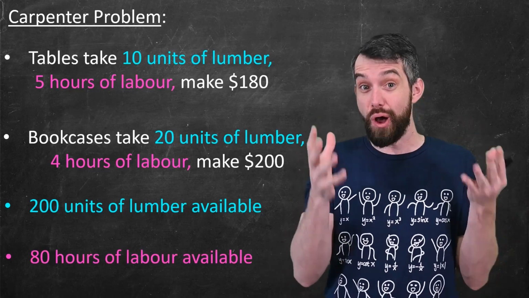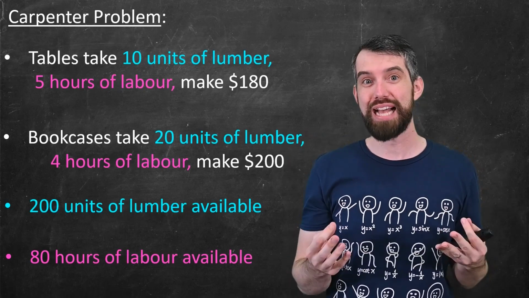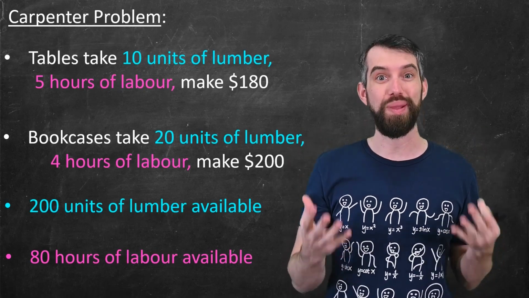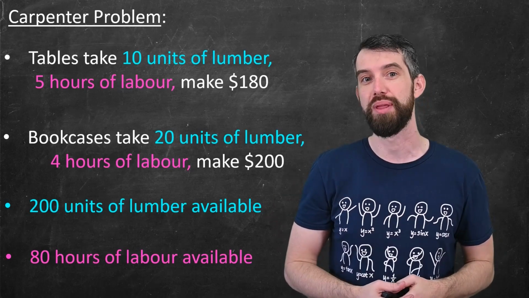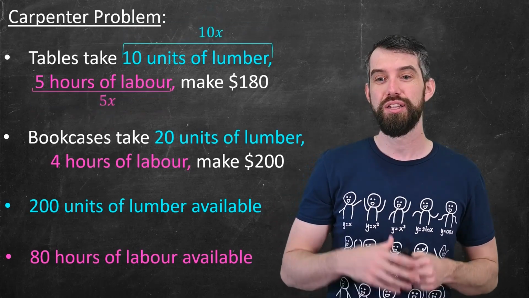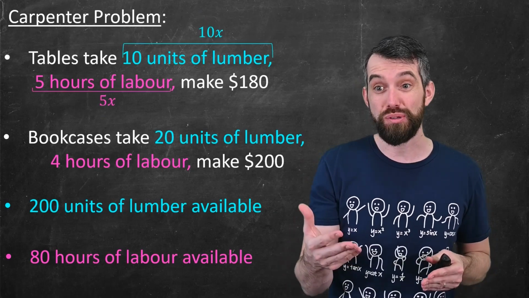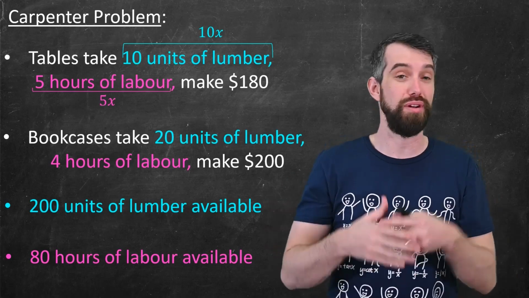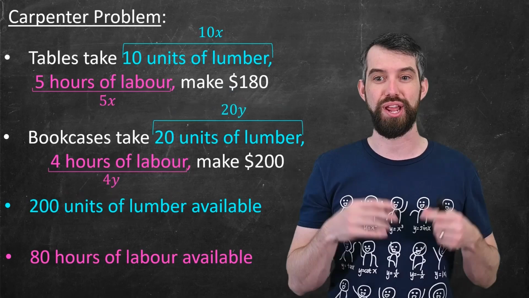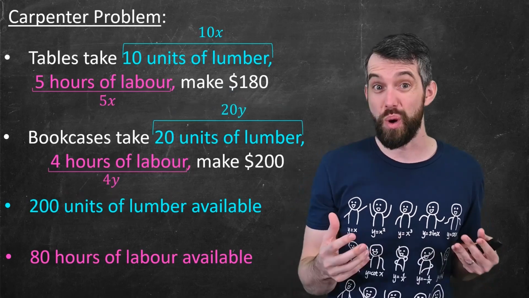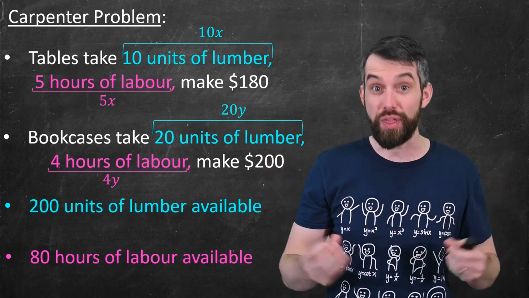There's a constraint on the amount of wood, and there's a constraint on the time. Okay, so my first task is going to be to transition this word problem into the system of equations and inequalities like what I just described. So let's let x denote the number of tables, in which case, if you make x tables, you use 10x units of lumber and 5x hours of labor. Likewise, I'll use y to denote my number of bookcases, and so 20y is the amount of lumber I use, and 4y is the amount of labor that I use.